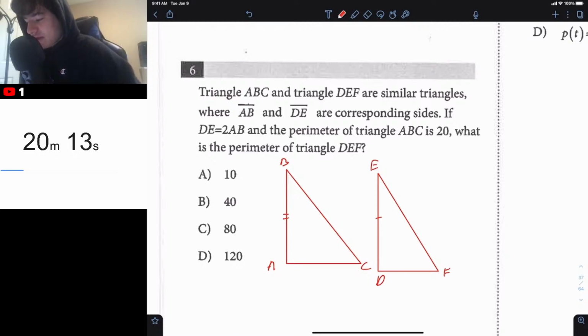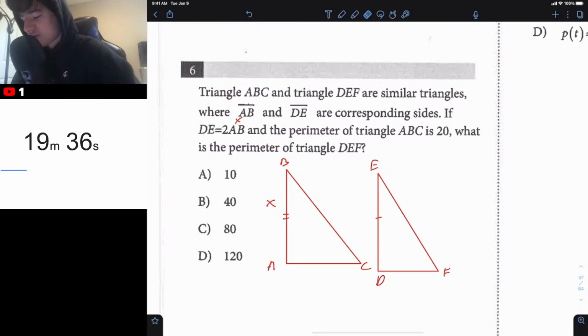So the perimeter of triangle ABC is 20, so all these sides add to 20. Cool. DE is equal to 2AB, meaning DE is actually the longer side. So let's say we call AB X for now. We're not going to label these X, but if we call AB X, then DE is equal to 2X, if that makes sense.